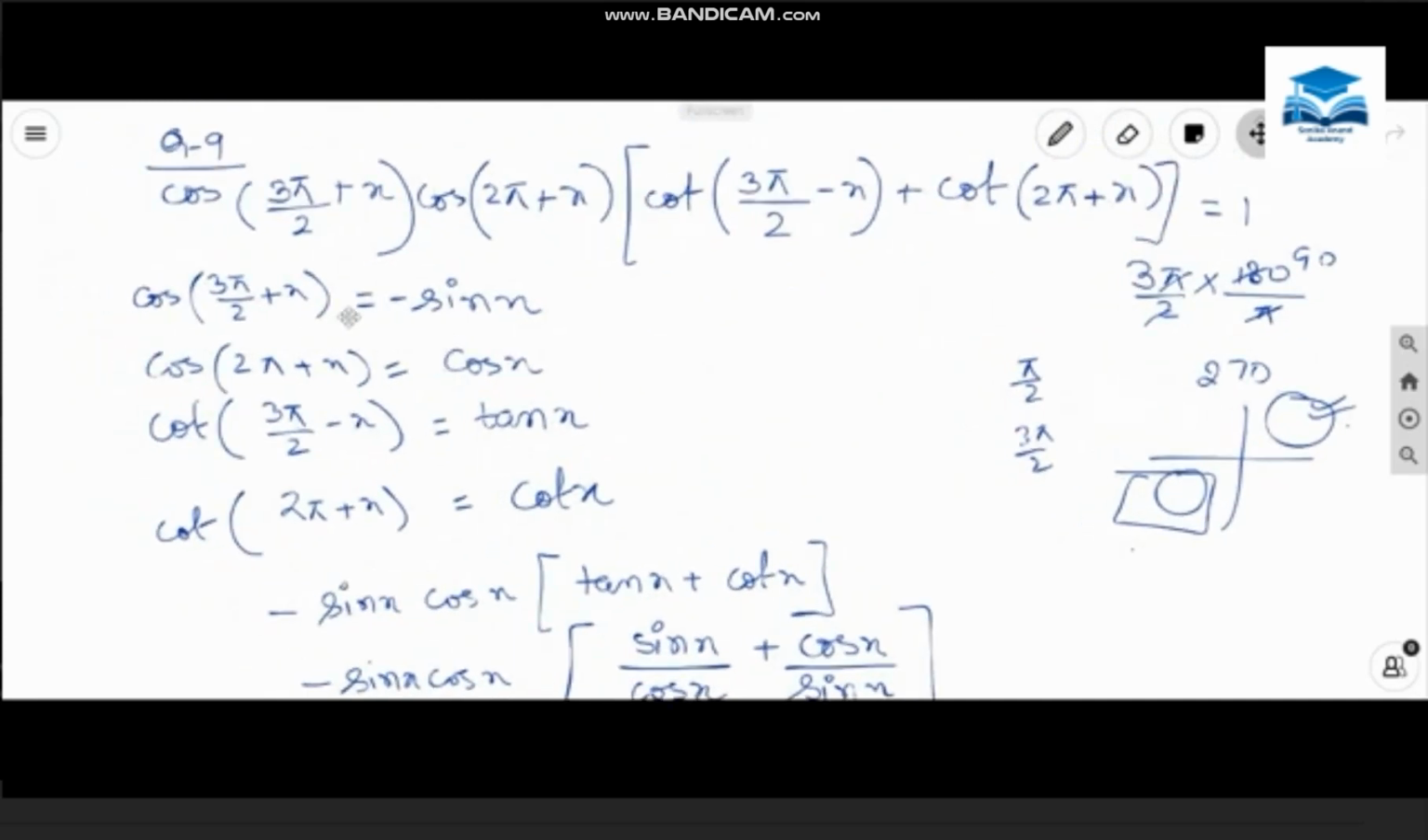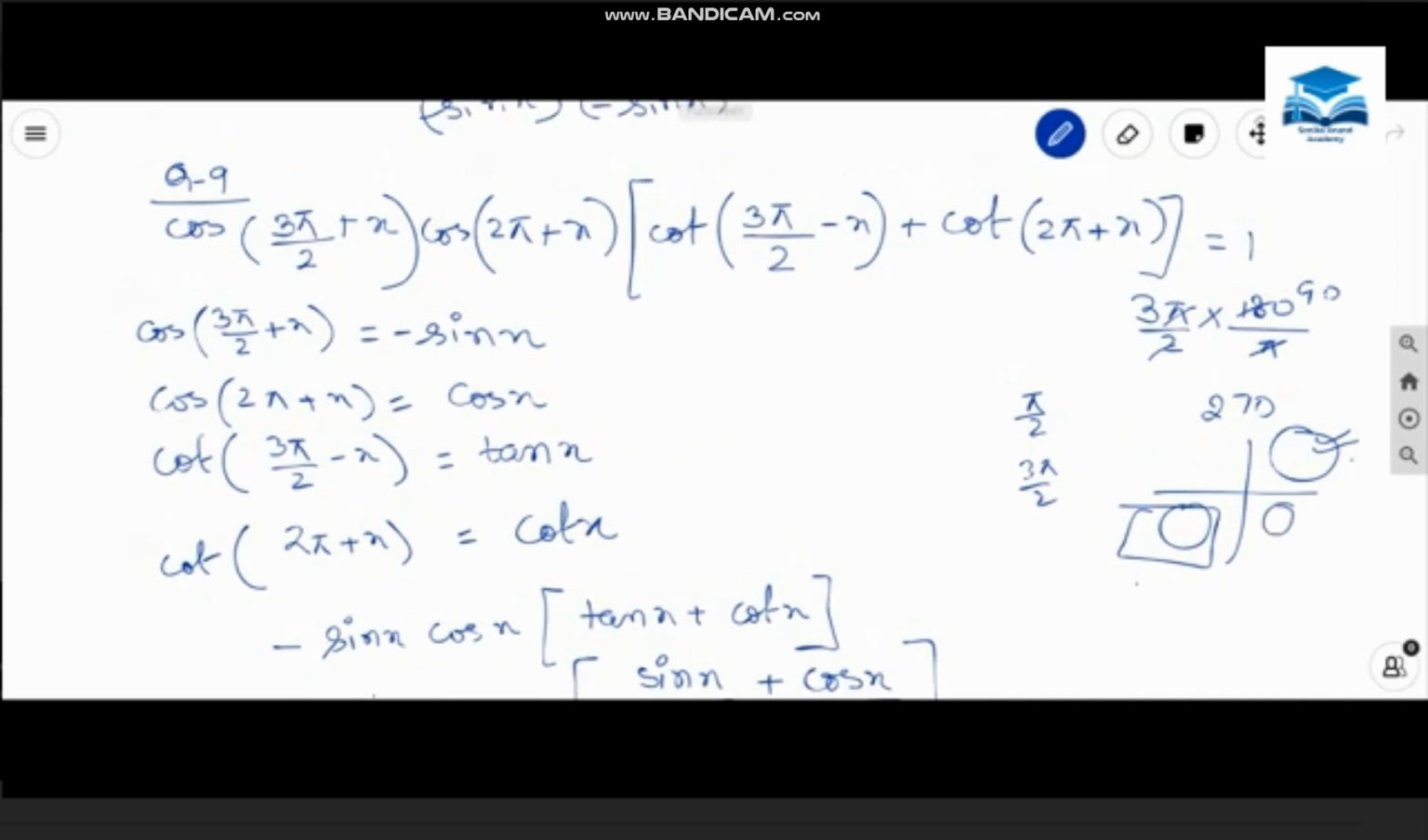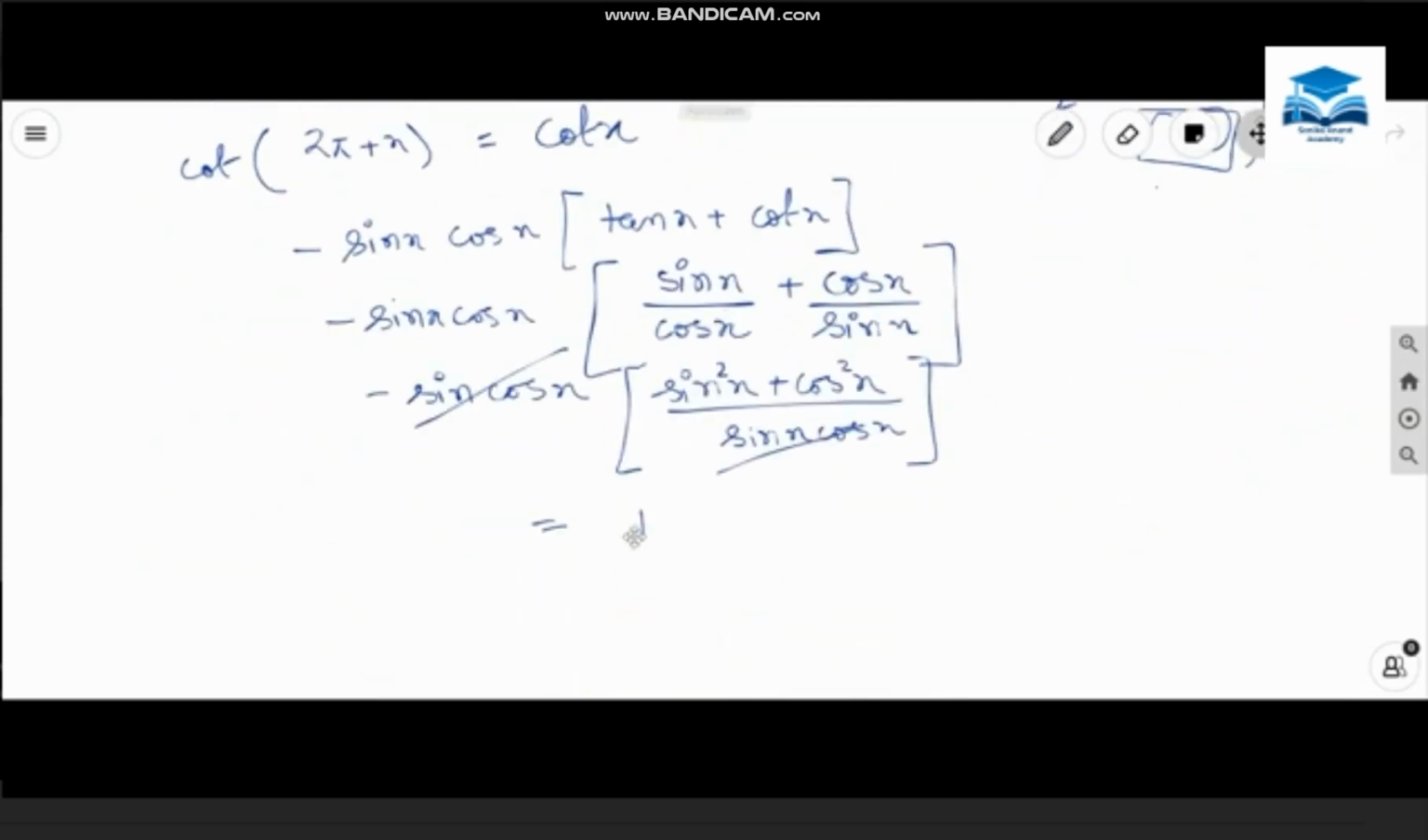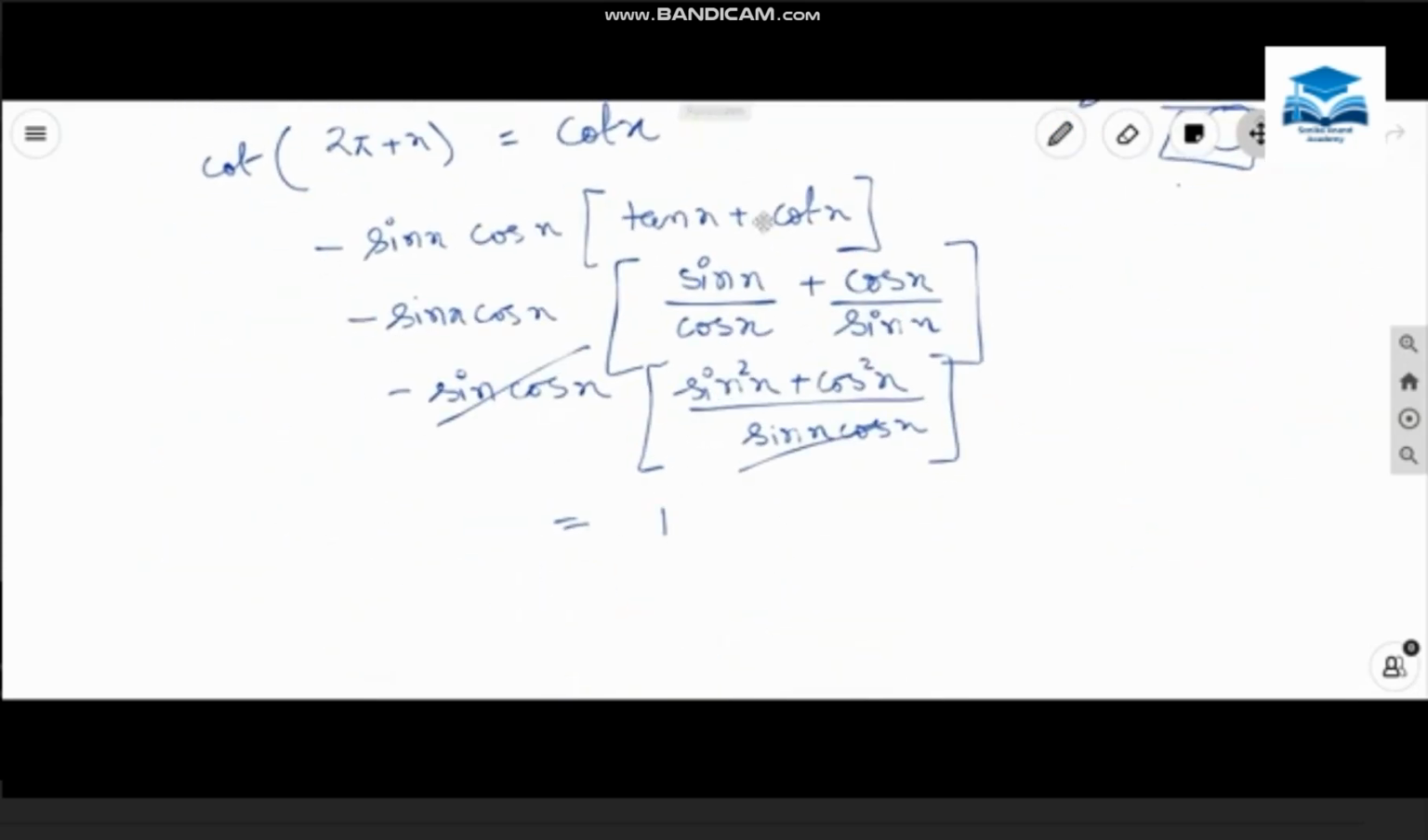Cos 3 pi by 2 plus x. Sorry, it comes over here in this quadrant. So we get plus sin x. 270 plus theta is in the fourth quadrant. So what is the answer over here? Plus 1. So this is all plus.